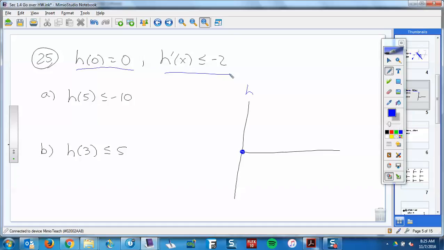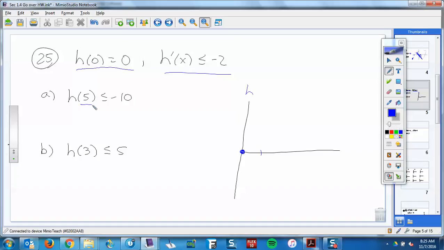Not only can you not go up, but you can't even go down just 1, right? You got to go down 2 or more, right? That's what you want to think of. The slope is less than or equal to -2 means if I go over 1, I got to go down 2 or more. Well, then they ask me this question. Well, what's h of 5 then? Where is h of 5?